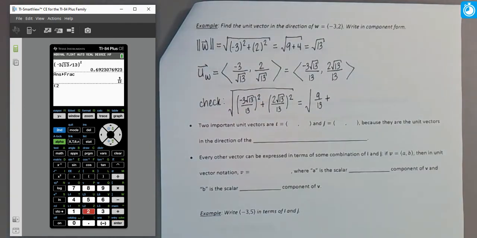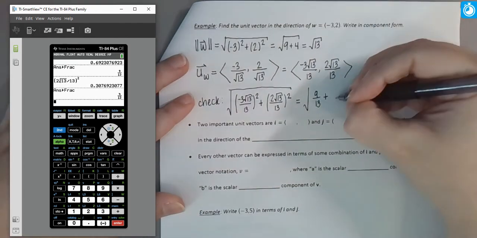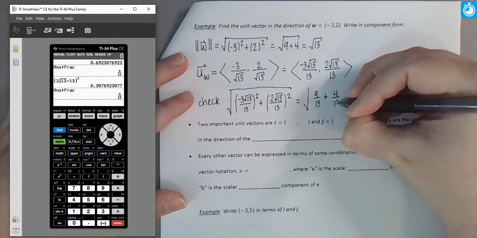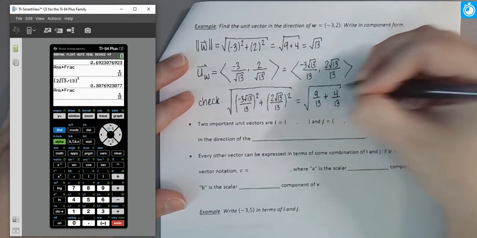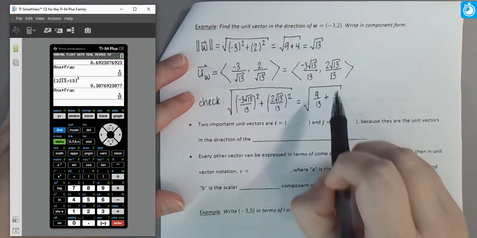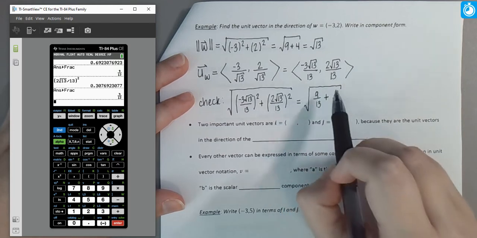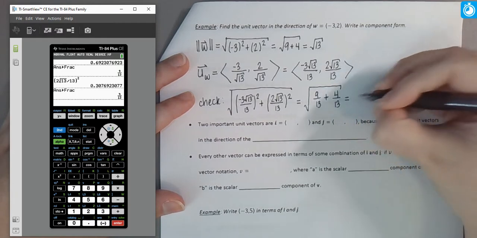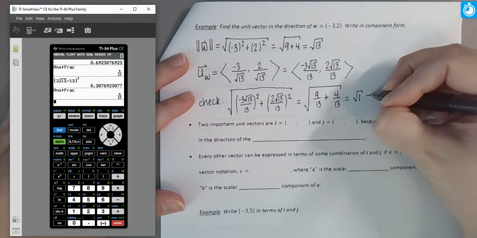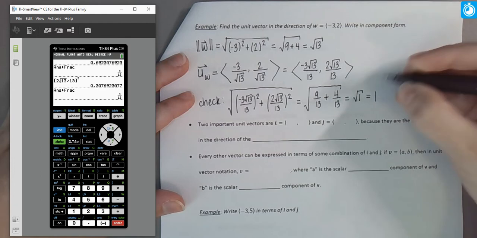So we have 2 times the square root of 13. That's divided by 13. And then we're squaring that. Okay, let's see if we can convert it to a fraction. Again, it converts, and it's going to be 4 over 13. So 9 over 13 plus 4 over 13, well, 9 plus 4 is 13. So 13 over 13 is going to give us 1. So we have the square root of 1, and we know the square root of 1 is just 1.